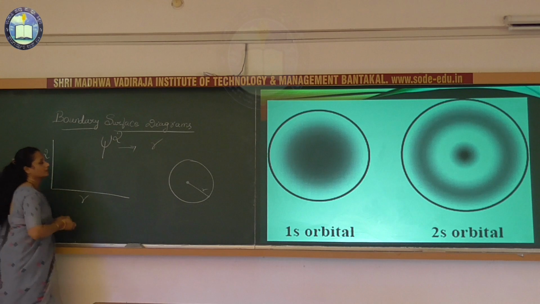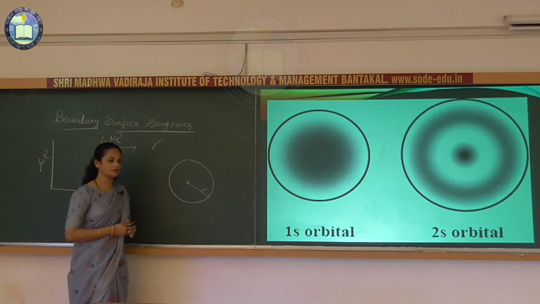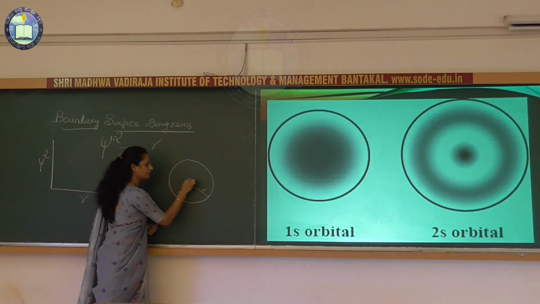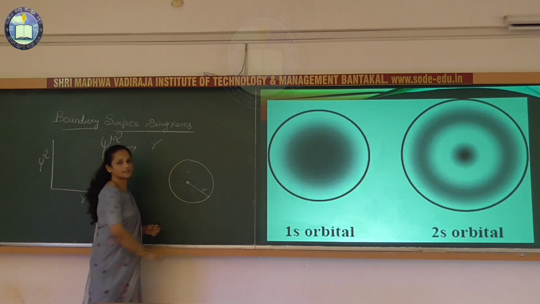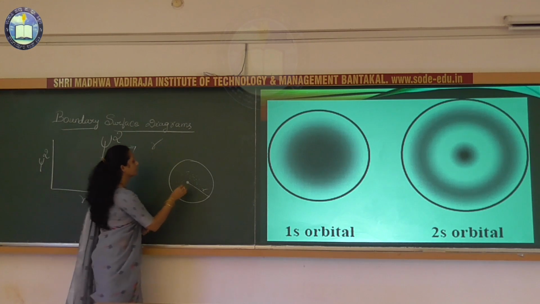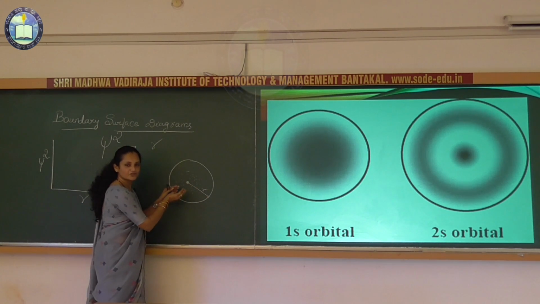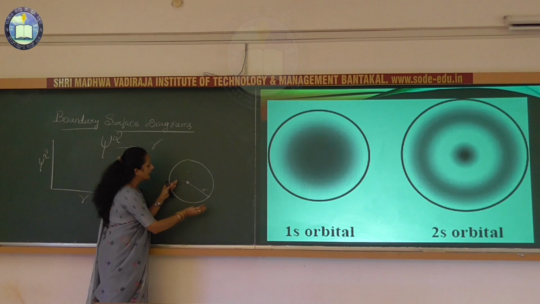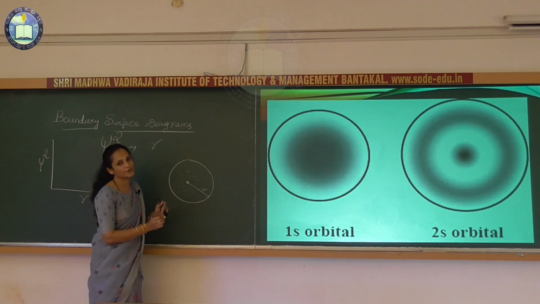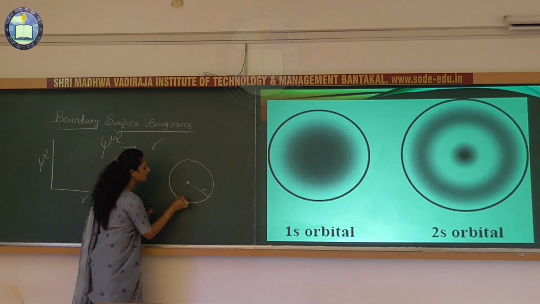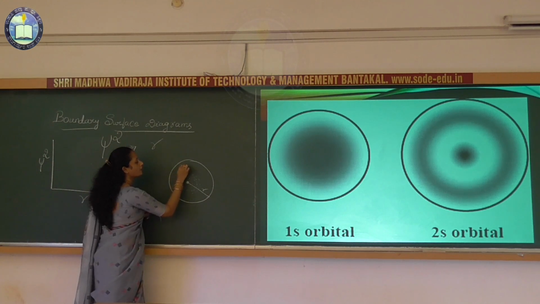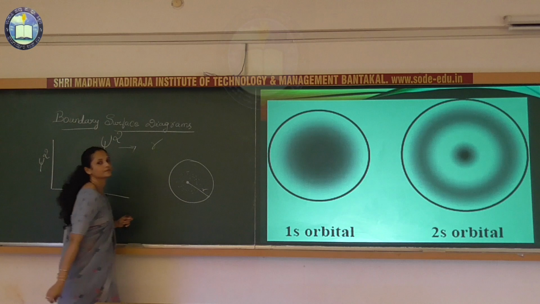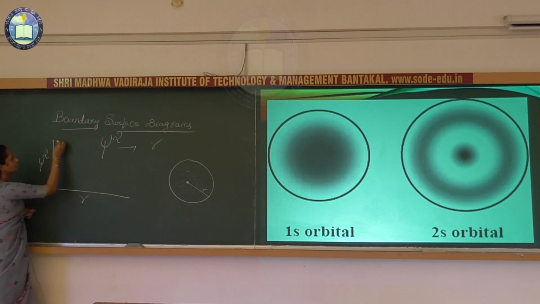Now, in the case of the 1s orbital, near the nucleus the electron density is maximum, very high, but as the r value increases, as we move away from the nucleus, the electron density keeps decreasing. So electron density decreases as we move away from the nucleus in the case of the 1s orbital. I will show that on the graph.